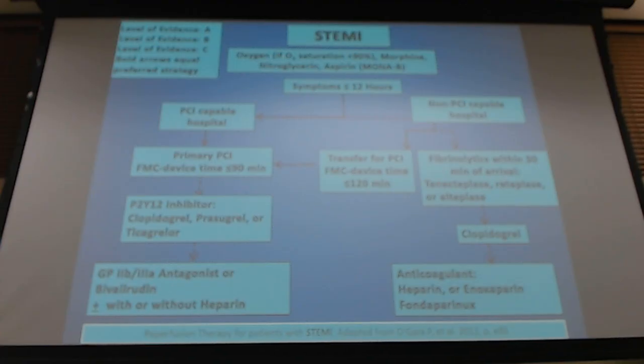If I can't transfer them to a hospital that has PCI capability, then I use my fibrinolytics. Remember how I told you that in your NSTEMI patients, or your regular unstable patients, we're not using fibrinolytics. In our STEMI patients, PCI is the procedure that I want to do. That is the gold standard. But if I don't have that capability at the hospital I'm at, or I'm in some rural area where I can't do that PCI procedure, then I'm going to use my fibrinolytics.